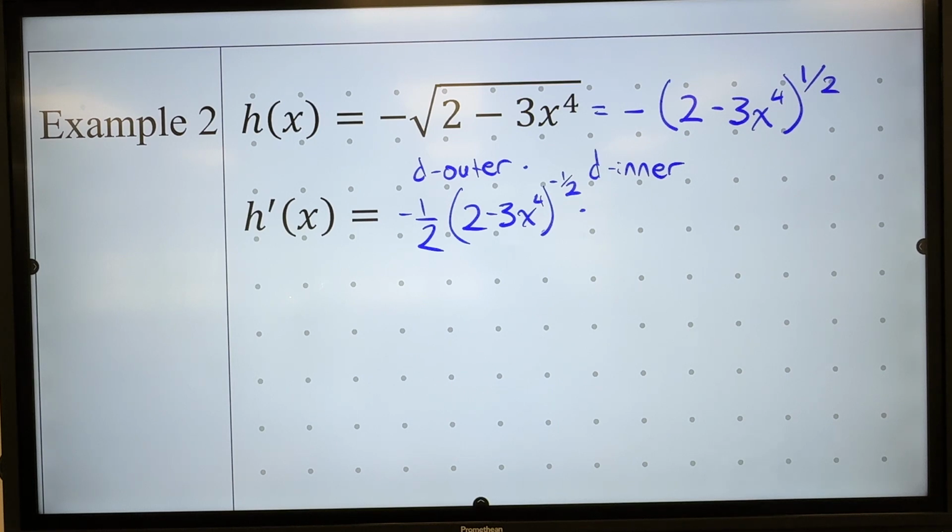And then times, so it's going to be 12x to the third. You're very close. There is a tiny little mistake.